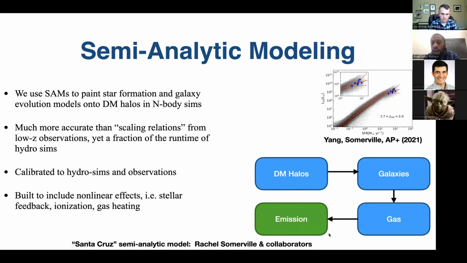Okay, so this is sort of how this works in practice, where you start off with dark matter halos, you then predict the galaxies that exist in those halos, you predict the gas that's present in those galaxies, and from there you can then model the emission that's expected from that gas.